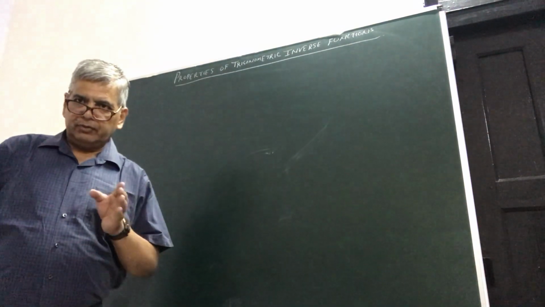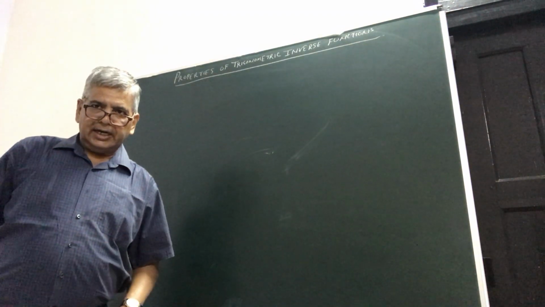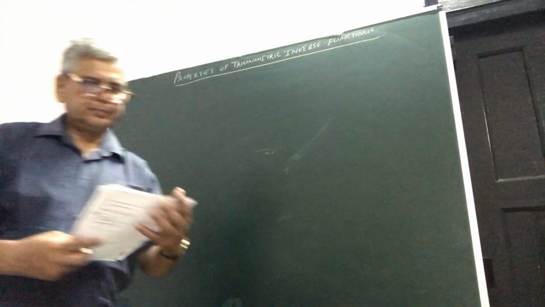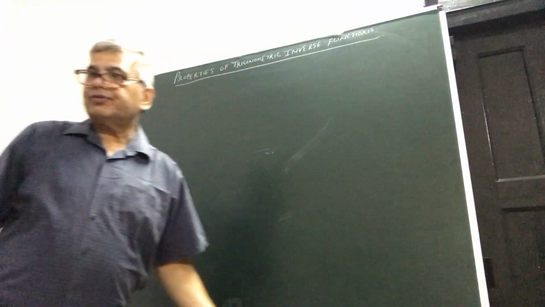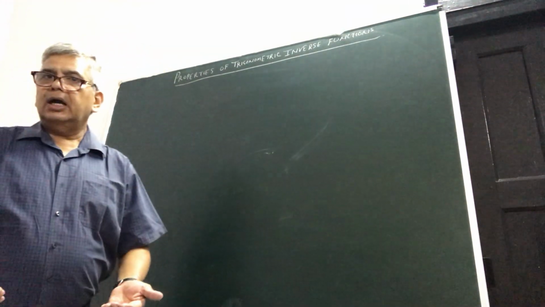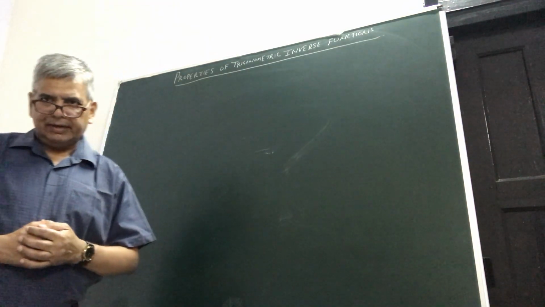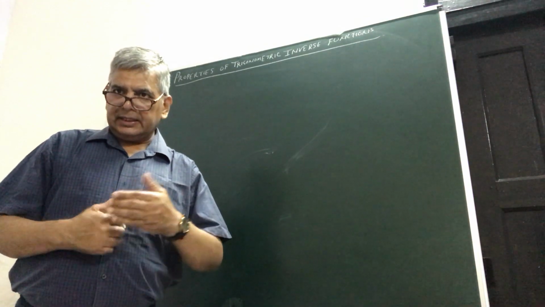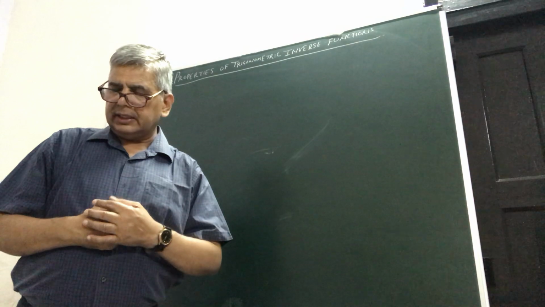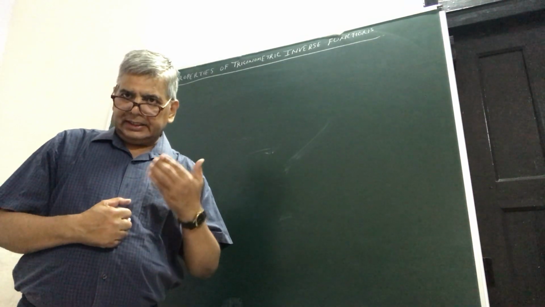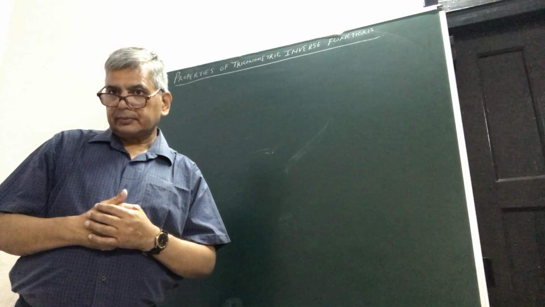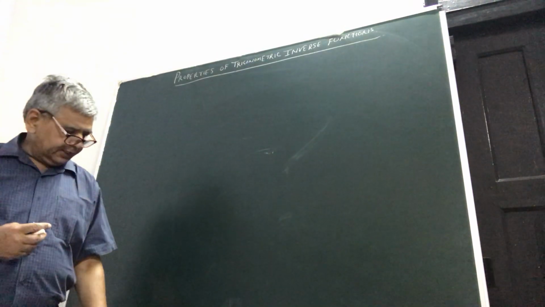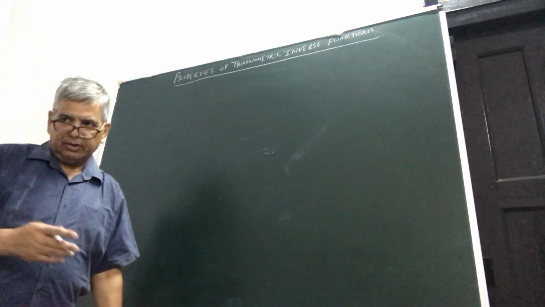tan inverse of (x plus y) upon (1 minus xy), under the condition that xy is less than 1. Today we would be taking up another condition: if xy is greater than 1, then what happens? Or if xy is exactly equal to 1, then what happens? These are the conditions, and there will be two cases. Even if xy is greater than 1, we will see if x is positive and if x is negative. So effectively you will be getting two cases therein also.